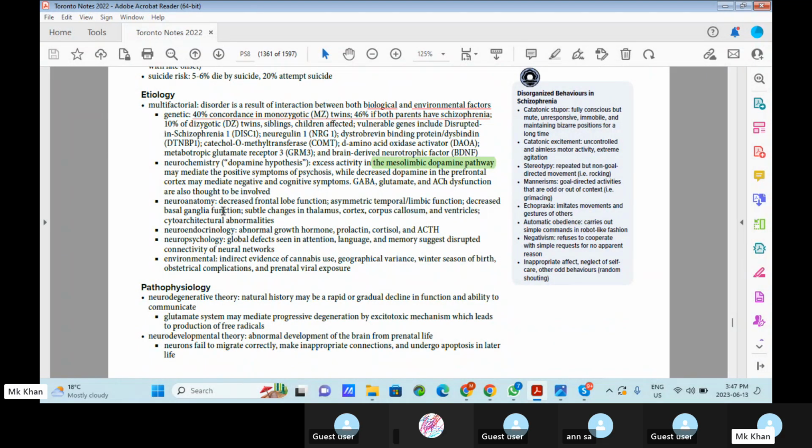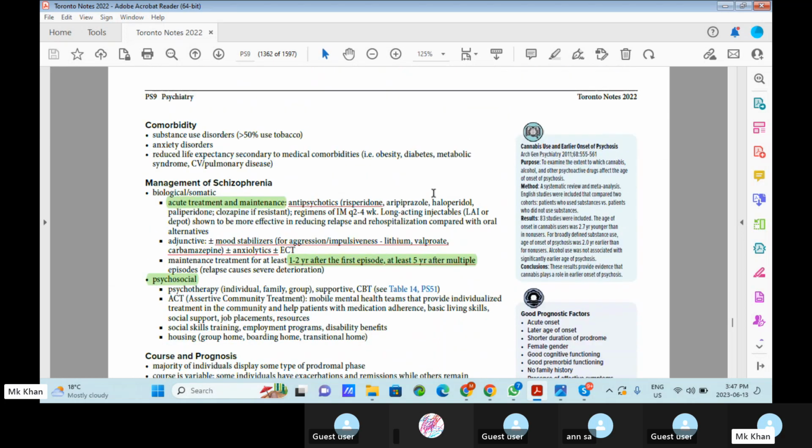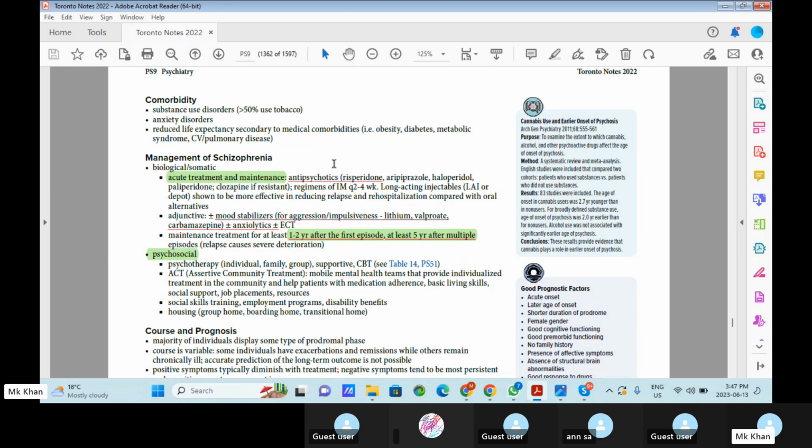And then this is all the disorganized behavior. Different kinds of disorganized behaviors can be catatonic stupor, catatonic excitement, echopraxia, and all these definitions you can see from here, the different types. And then the comorbidity with any psychotic disorders: substance use disorder is more than 50%, anxiety disorder, and all the other medical comorbidities. So these can be present.